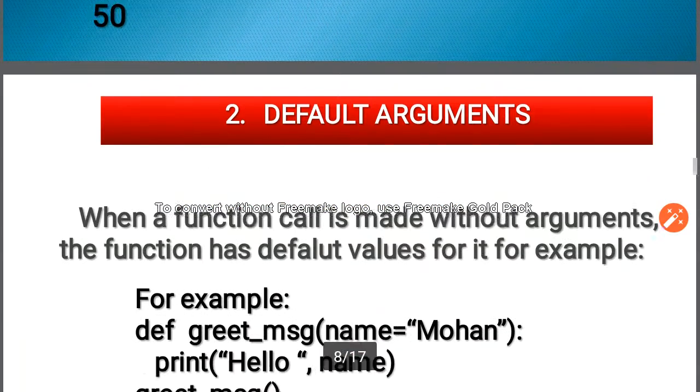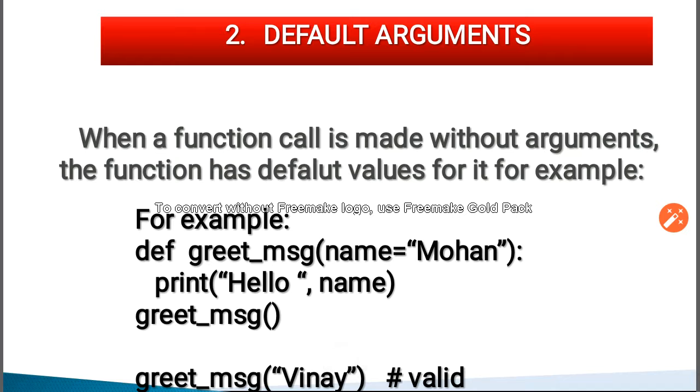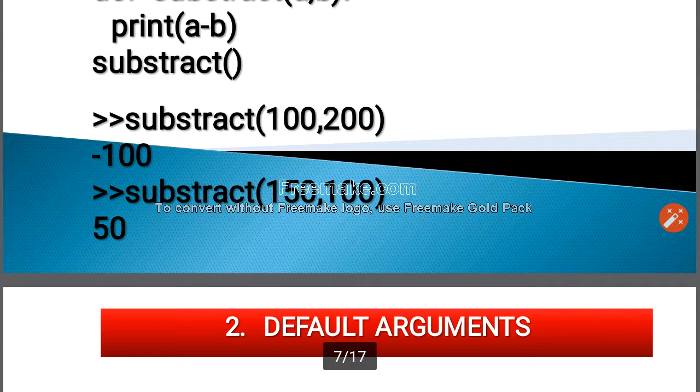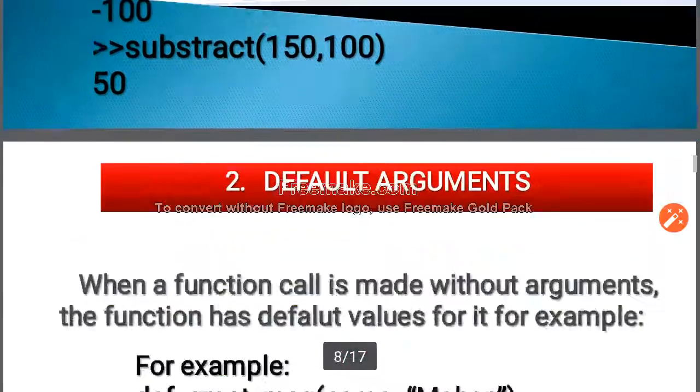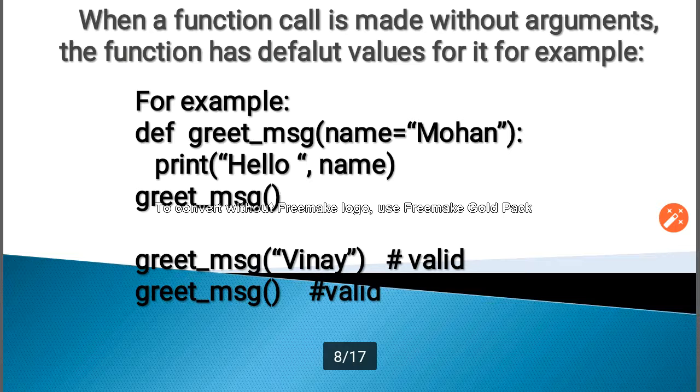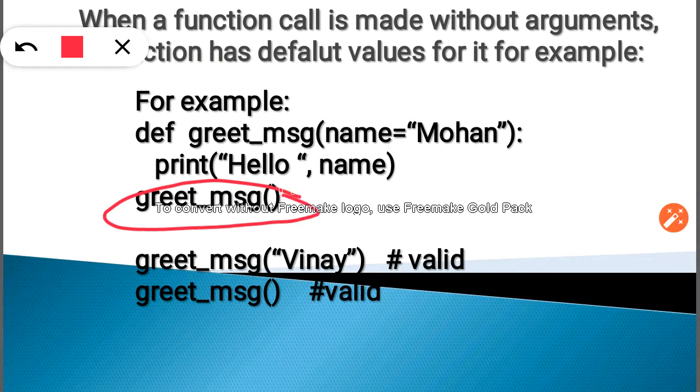Now, in the next slide, default arguments. This is the second type of arguments, when a function call is made without arguments, so the function has default values in it. Now, earlier you can see subtract 150, 100 or 100, 200. We are calling the function with some arguments, right? That's why it is called positional argument. But over here, I am not calling anything with the argument. It is without any argument.